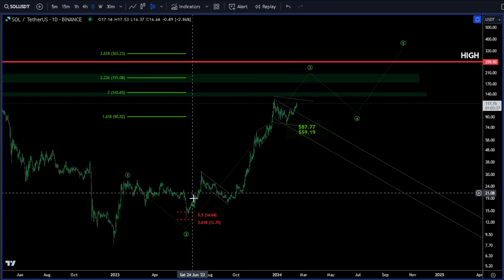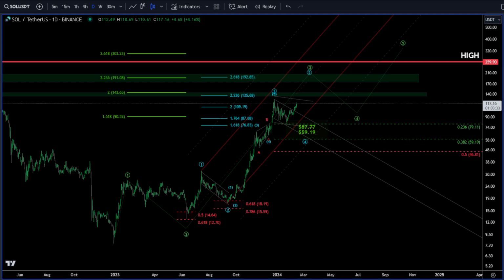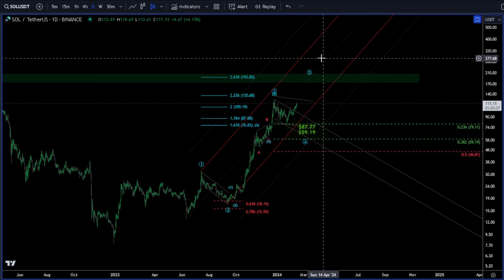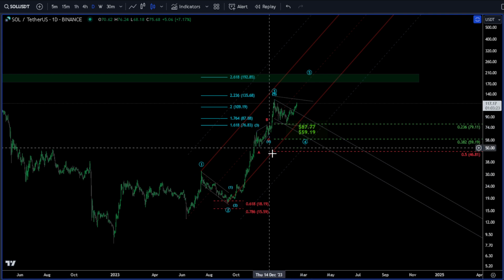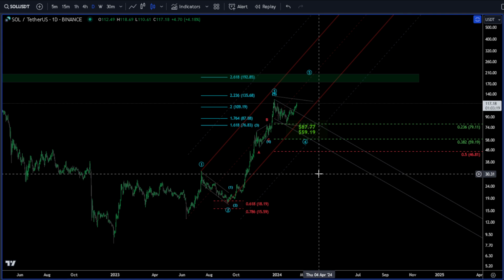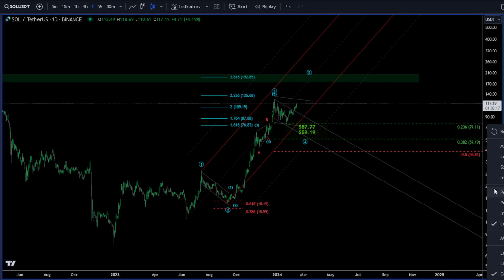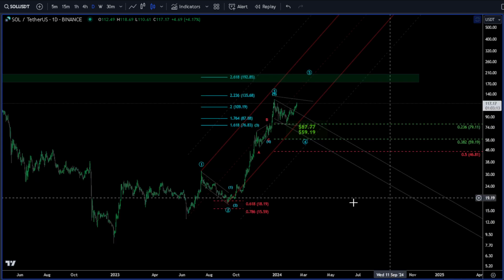Now, the area that we're going to focus on is this third wave in green, which will be in blue there. As you can see, that would be completing our third wave. Now, the area I was looking for our fourth wave was between 59.19 and 87.77, switching between log and linear. So that was my target box.